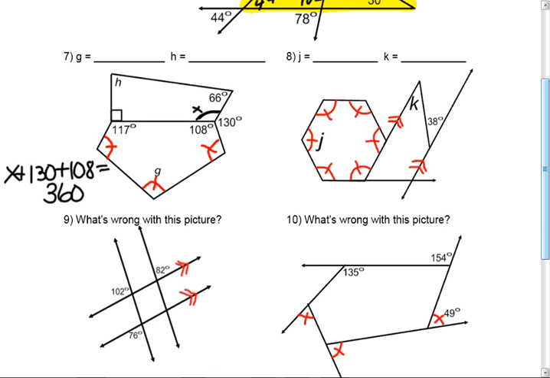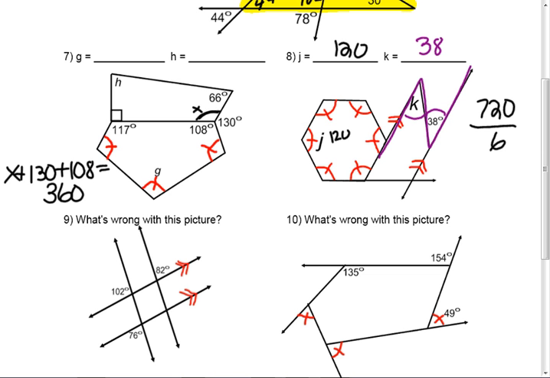Okay. This is what shape? Hexagon. So how big is J? It's 720 divided by 6. That'd be 120. And then K, these are parallel lines. You see the Z there? Those are alternate interior angles. How big is K? 38.